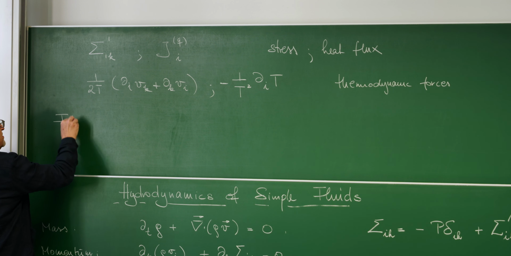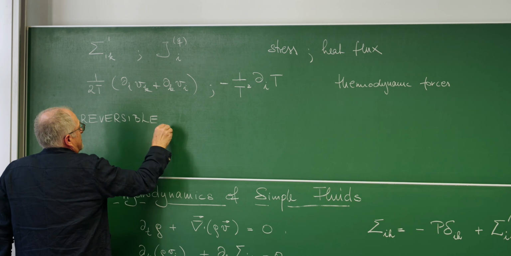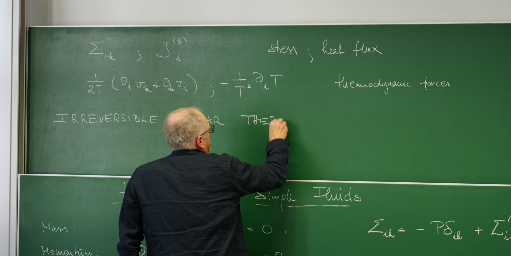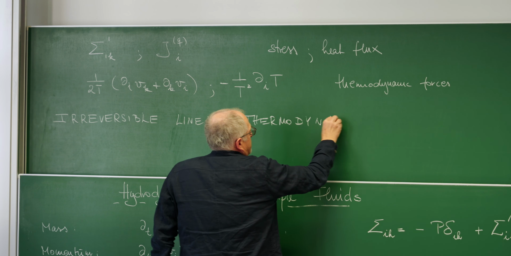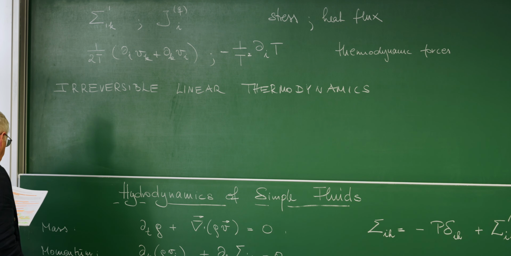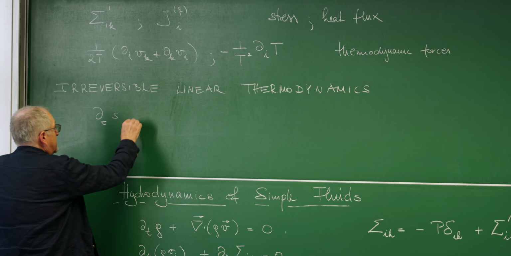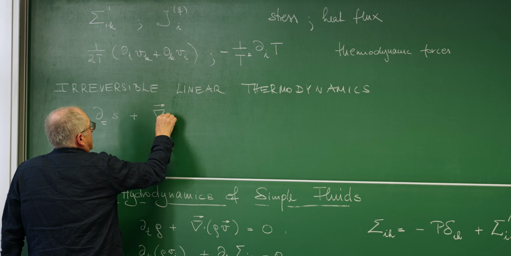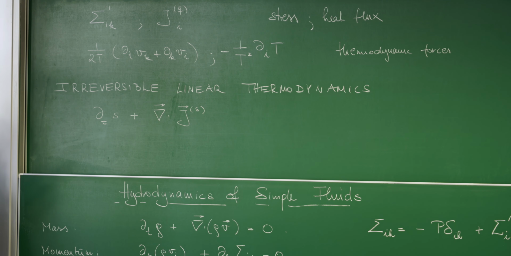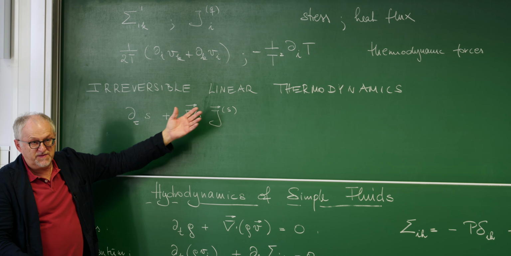So let's go back to the general scheme of irreversible linear thermodynamics. Which I always called Onsager's theory because he made major contributions. And there, let me recap what the structure is. You had the continuity equation, or the balance equation, better to say, for the entropy that contains a temporal derivative of the entropy density and then a gradient divergence of an entropy flux.